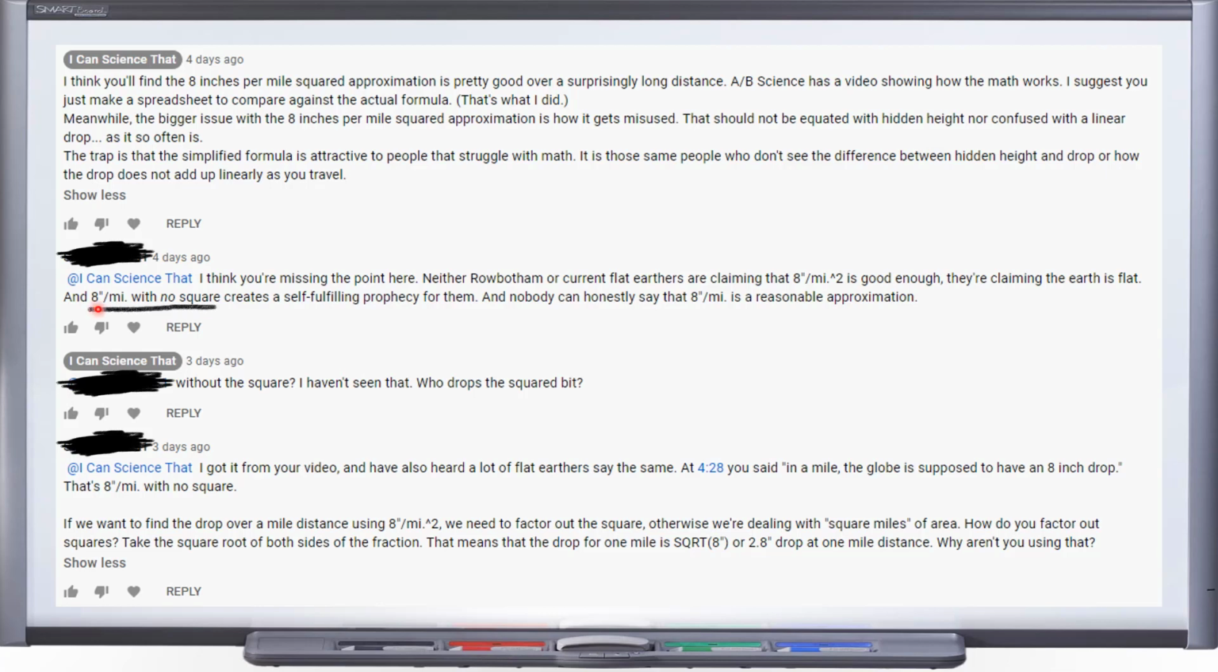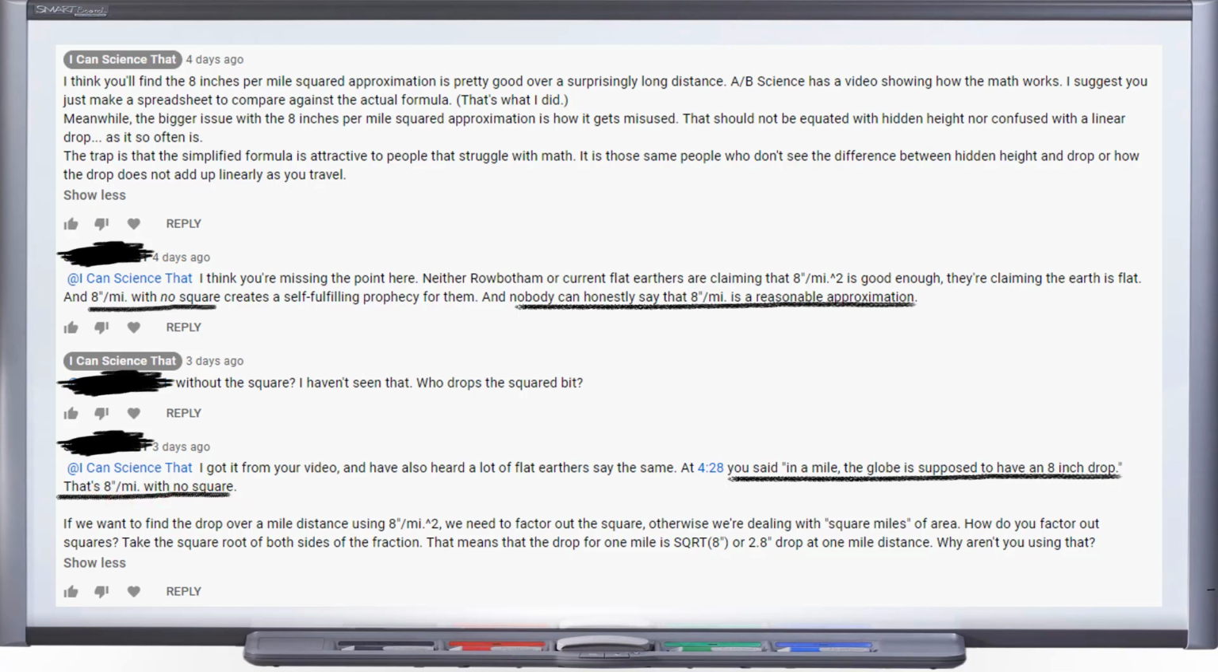Again, 8 inches per mile with no square. He says it again, and then I ask, without the square, who is doing that? I'm confused. I've never seen anyone make that mistake. That would be a tremendous mistake, of course. And we discover he thinks that I have done that. You said in a mile, the globe is supposed to have an 8-inch drop. That's 8 inches per mile with no square.